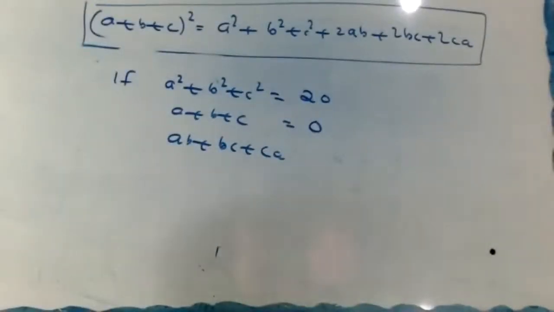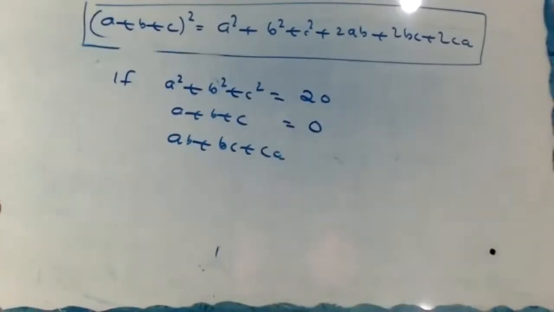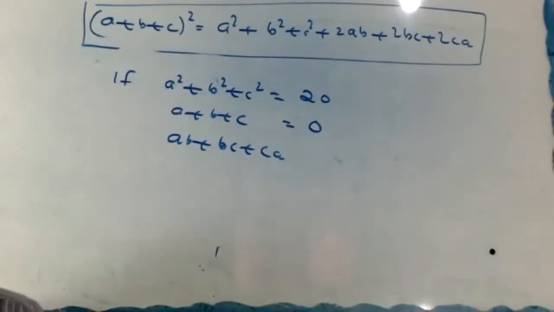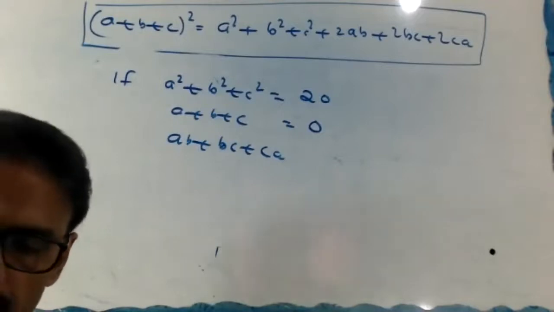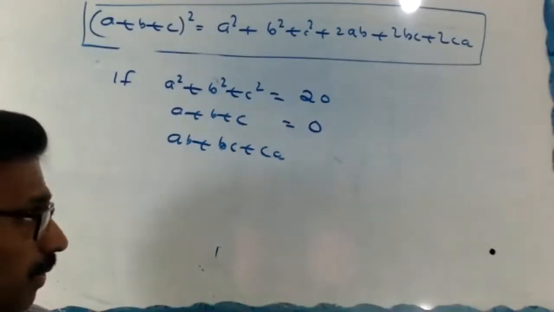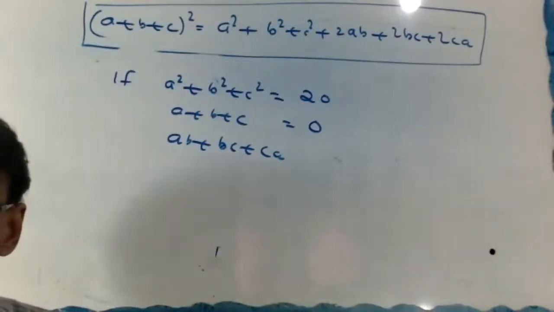Look. A square plus B square plus C square equals A square plus... Okay, that is correct. A square plus B square plus C square equals 20. A plus B plus C equals 0. Find AB plus BC plus CA. Okay, try this one now.